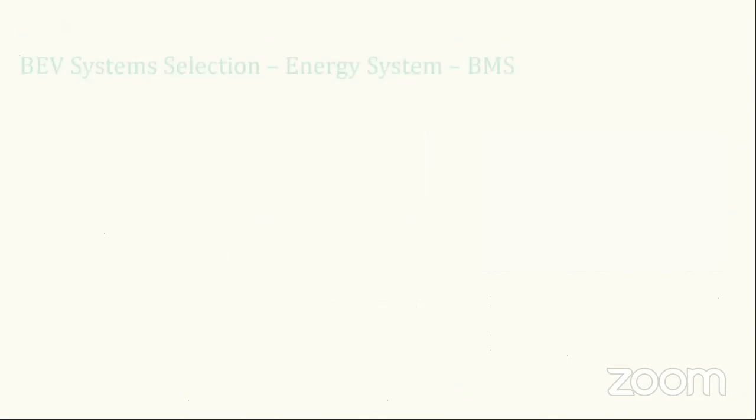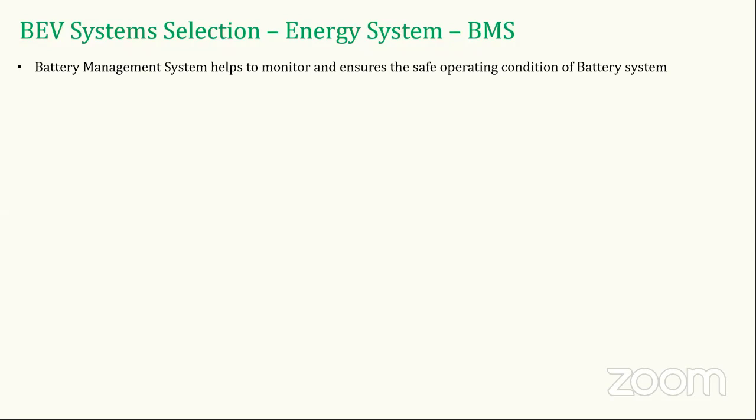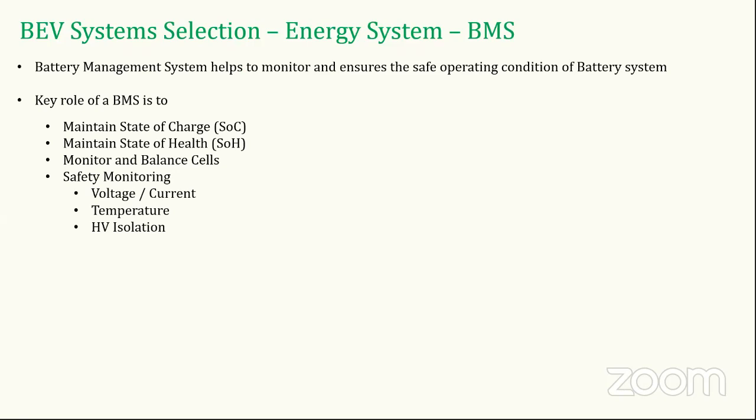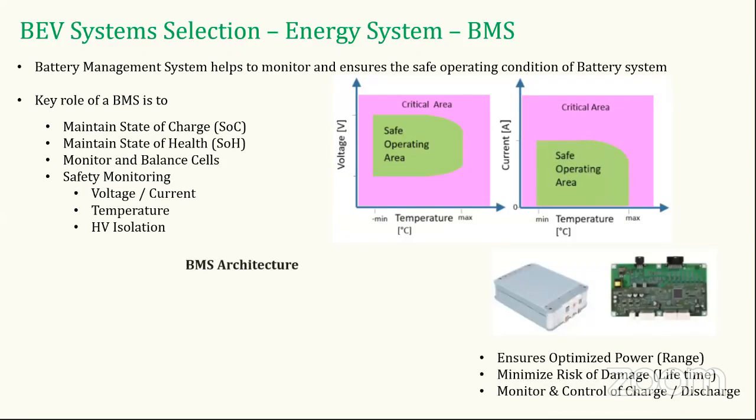Okay. So next, we will go through the battery management system. The battery management system helps to monitor and ensure safe operating conditions for the battery systems. It also acts as a control system for the battery, which helps to ensure the operating conditions stay within the parameter range. They may have a single circuit which monitors the entire system, or a master-slave arrangement, as you could see in the architecture.